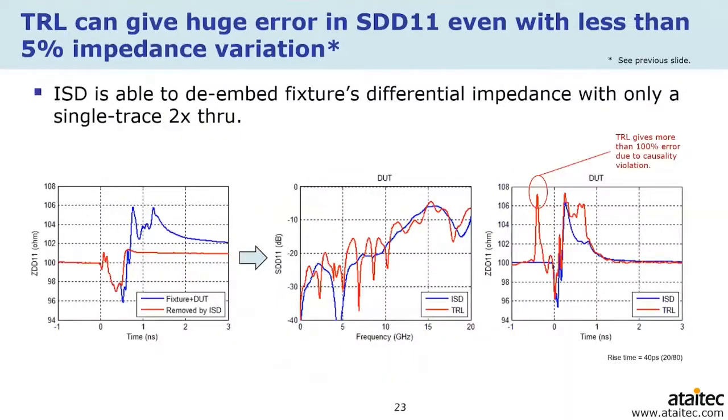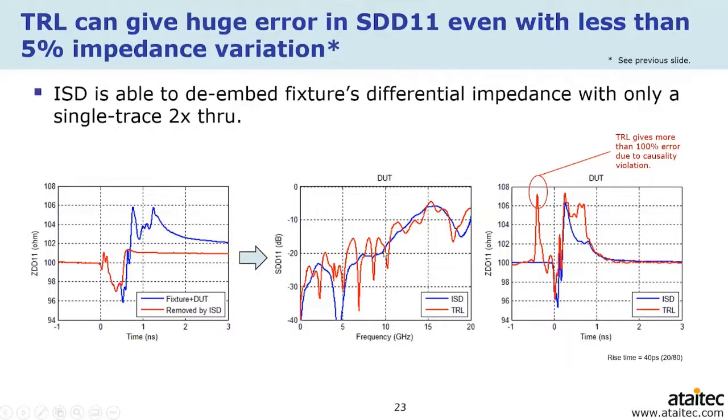Now, in differential response, we can do the same thing, right? For ISD, we'll just follow the differential impedance for the fixture, and we use that to do the embedding. So in the end, the results are smooth, but for TRL, you again get a lot of ripples. And by now we know so many ripples in a small fixture or small DUT is not real, right?